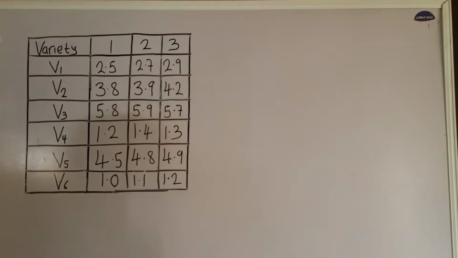Now let us proceed to solve the question. As you can see, I have variety 1, variety 2, variety 3, 4, 5, and 6. These varieties are also known as treatments. You understand? They are also called treatments.